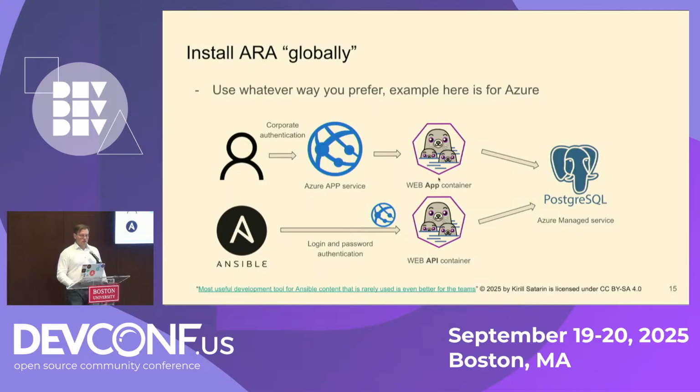And one container supports just plain login and password authentication to push all the data from your console, Ansible core execution, or from your AWX executions, where you just provide a login and password, which you should actually consider as API keys, basically. This should not be used by people. And everything is on an Azure managed service PostgreSQL database.